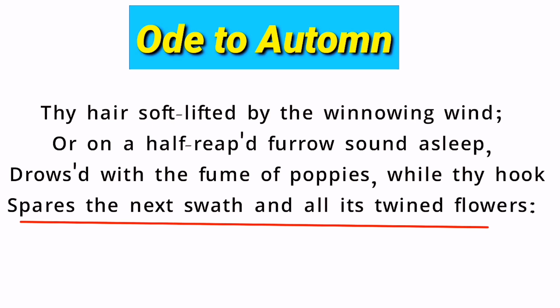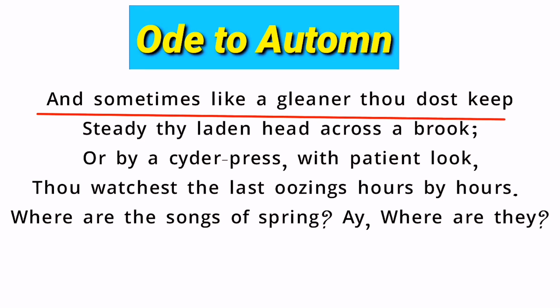The speaker imagines autumn's hook sparing the next swath of grain. A swath is a layer of grain that has been cut by a scythe, and the word spares suggests that autumn is not interested in harvesting the grain. And sometimes like a gleaner thou dost keep.